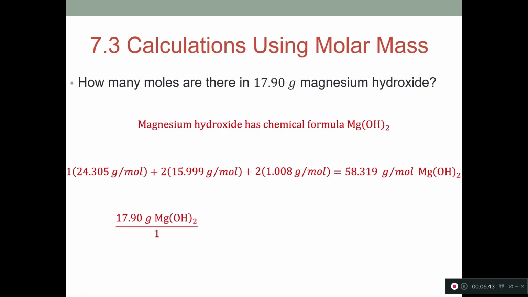So we start with our mass of magnesium hydroxide, then we want to use the molar mass, but now we have the mass on bottom. So now it's 1 mole of magnesium hydroxide per 58.319 grams of magnesium hydroxide. The grams of magnesium hydroxide will cancel out, and we're just left with moles of magnesium hydroxide. So this would give us the moles from the grams.